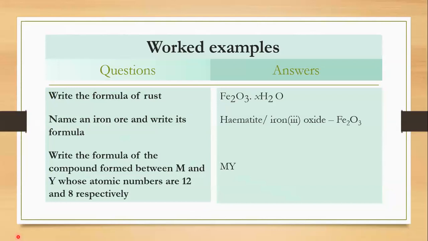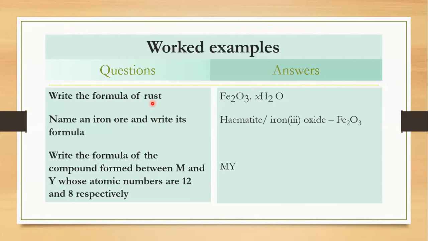And as we look at our examples, when you're given a question, you have to read the question carefully so that you exhaust all the answers, because it may require a mixture of more than one thing. In the examples on our screen, the first question requires a learner to write the formula of rust. When you look at that question, only the formula is required. Then when you go to the second question, they want a learner to name an iron ore and write its formula. If you read the question very fast, you may skip one of them.